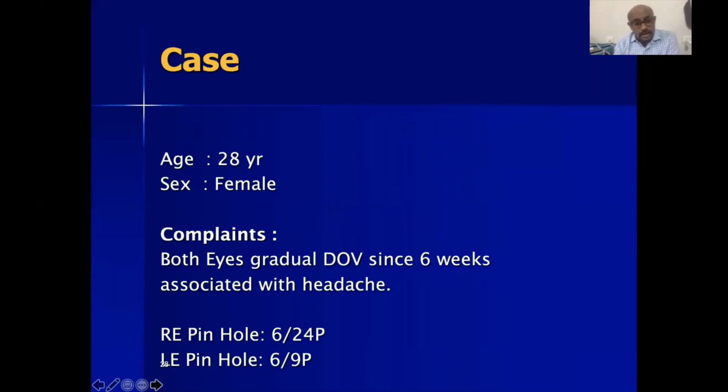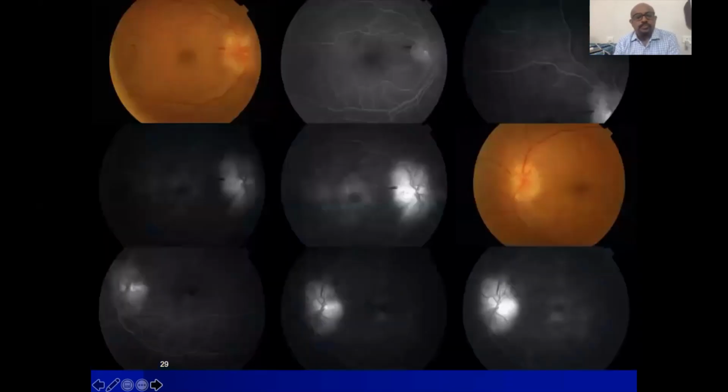This is the last case for the day. This is a 28-year-old female, complaining of gradually progressive loss of vision in both eyes for the last 6 weeks, associated with headache. The visual acuity is not too bad in one eye, but in the right eye, vision is 6/24. And when you looked at the fundus, this is what you found.